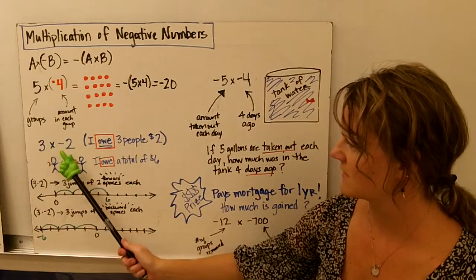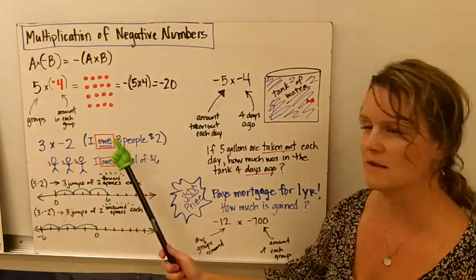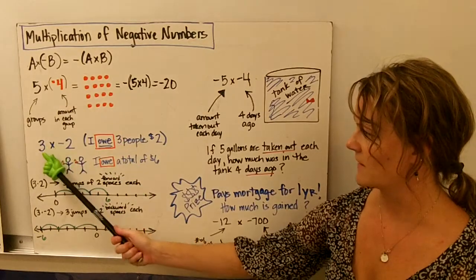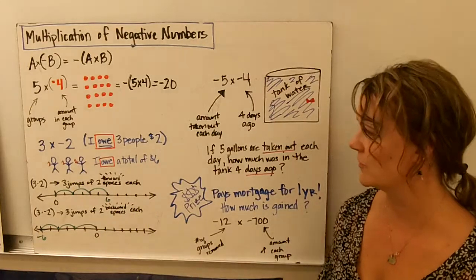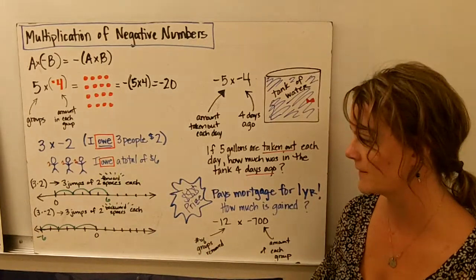So 3 times negative 2, let's talk about that in terms of owing. We could think of this as I owe 3 people $2. So I owe all 3 of these people $2. So I owe a total of $6.